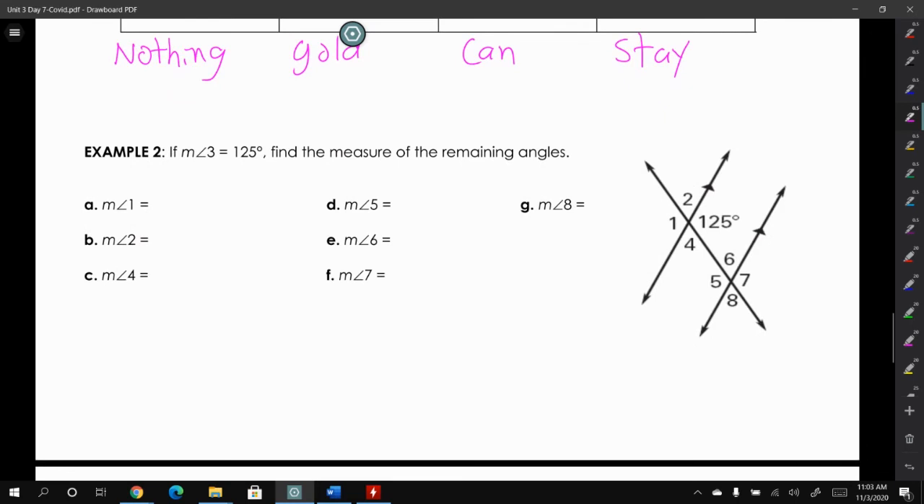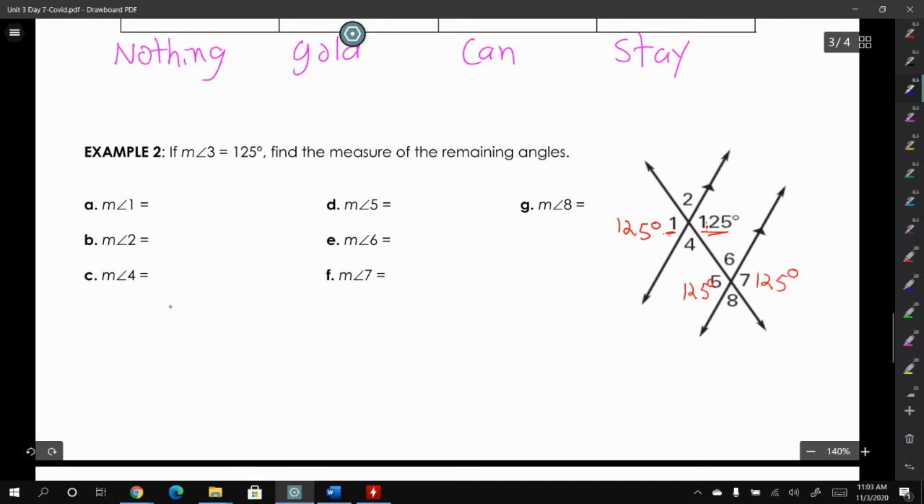Down here, the measure of angle 3 is 125. It's written there. Find the measure of the remaining angles. So I know that angle 1 and angle 3, those are vertical angles. So I'm going to write 125. Angle 3 right here and angle 5, those are alternate interior angles. Or you could say, well, angle 1 and 5 are corresponding and they are congruent. Then angles 5 and 7 are vertical, so that's also 125.